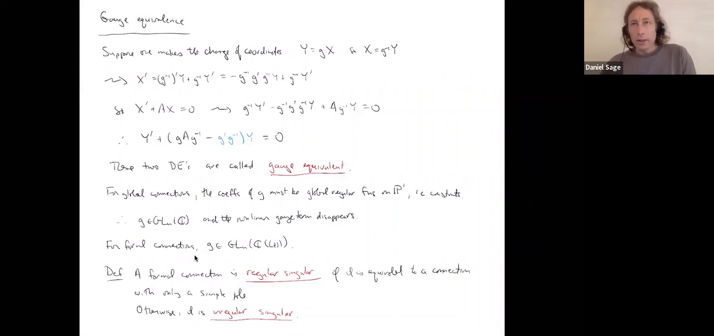And this can be a little confusing in practice, because it's extremely easy to write down a regular singular connection which is in a gauge that has nasty poles. Basically, take an arbitrary connection matrix which has only simple poles, do a gauge change by something which has nasty singularities, and lo and behold, you usually get something with nasty singularities. So the point is, it's equivalent to something with only a simple pole.